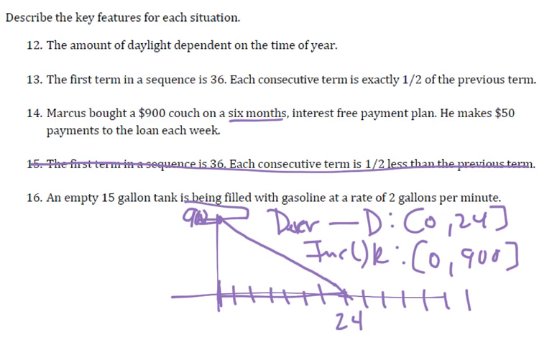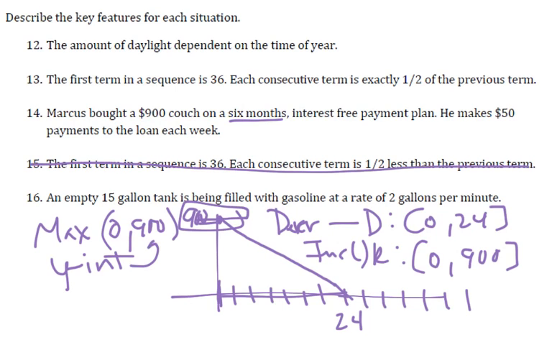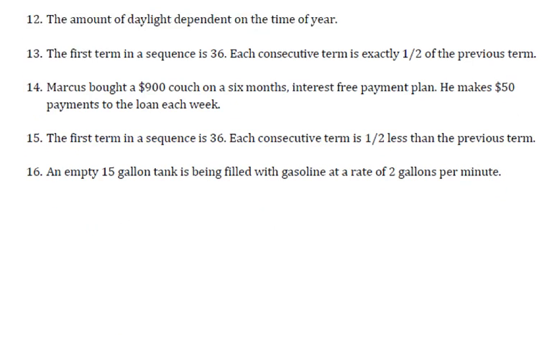The maximum would be that 0, 900, right? Which would also be our y-intercept. The lowest would be the 24, 0, when he's paid it all off. That would be our minimum, which would also be our x-intercept when it crosses the x-axis. Alright. We are almost out of time, aren't we?